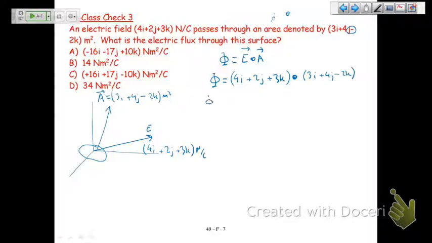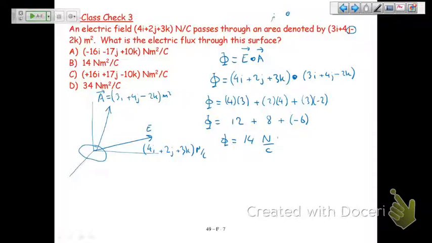For the dot product, you multiply your coefficients together. That's 4 times 3, then we add the next pair of coefficients, which is 2 times 4, and then the next set, which is 3 times minus 2. So my flux is equal to 12 plus 8 plus minus 6. 12 and 8 makes 20, so it's 14. Yeah, 14, and the units are newtons per coulomb meters squared.